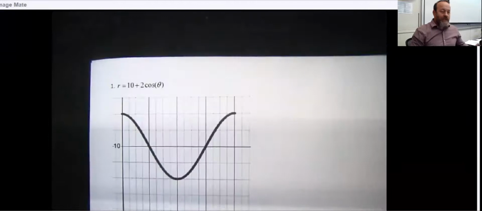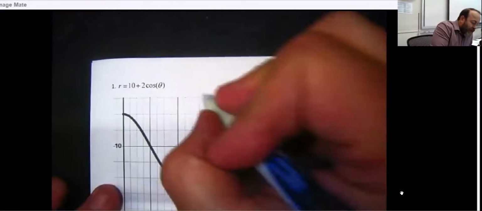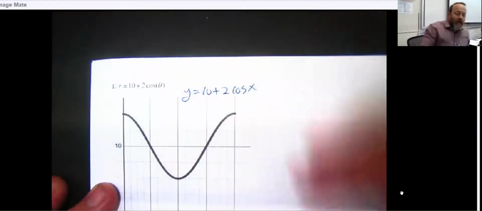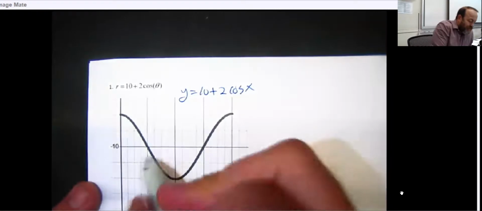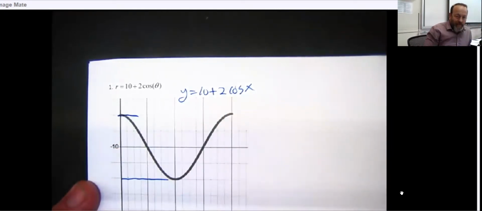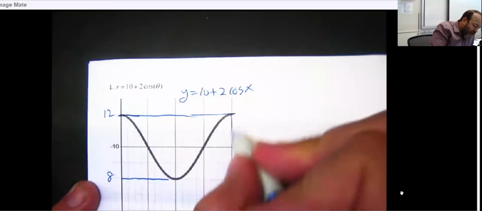I want to graph 10 plus 2 cosine theta. I'm going to think of this more like 10 plus 2 cosine x and go back to the beginning of the semester. Keep in mind, if it is 10 plus 2 cosine, it's got that amplitude of 2. So it's going to go as high as 12 and as low as 8. We can cut them across right here.